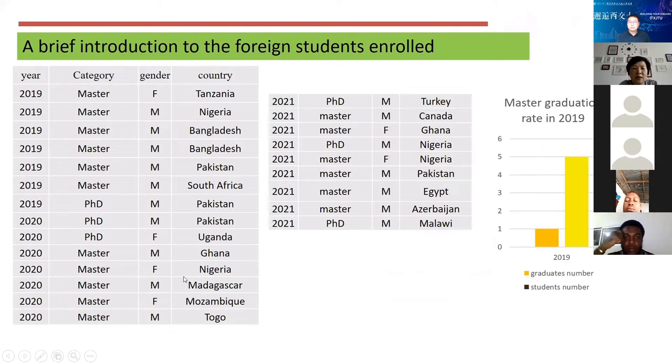And also this is about 2019, 2020 and 2021, the students still from different areas of the country. To be different from the last page, we have some students from South Africa and also from North America, like Canadian students. So the number keeps stable every year.